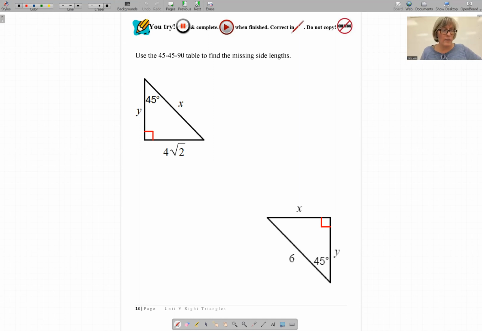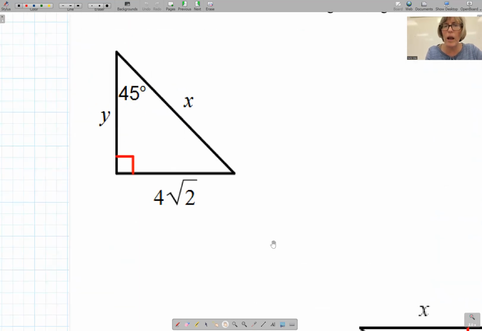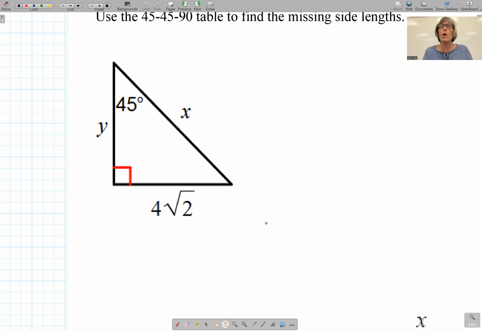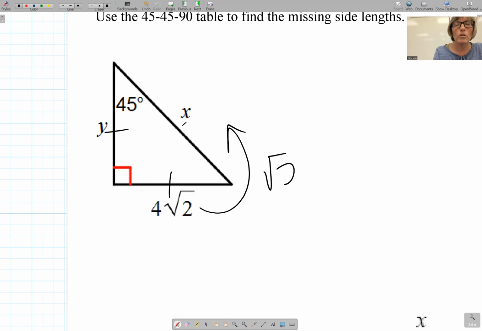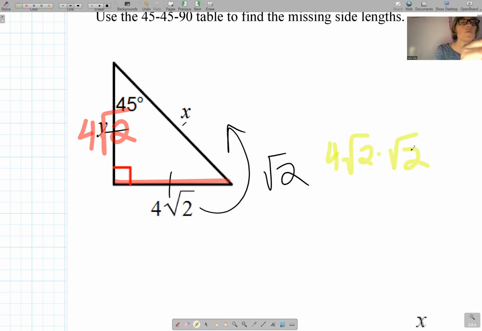Welcome back. Now you should have a red pen. Get ready to correct your work. I'll simply give you the answers and you can figure out if you got it right, star, smiley. If you didn't get it right, figure out why. Ready? 45, 45, 90, leg, leg, leg, root 2. So if one leg is 4 root 2, the other leg is also 4 root 2. And then you have 4 root 2 times root 2. This is going to give you 8.